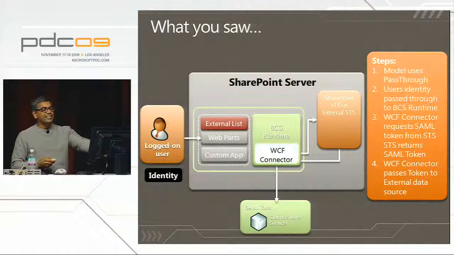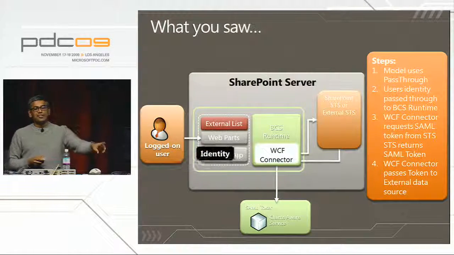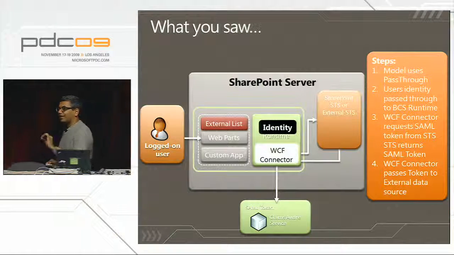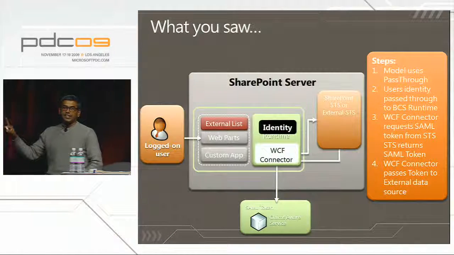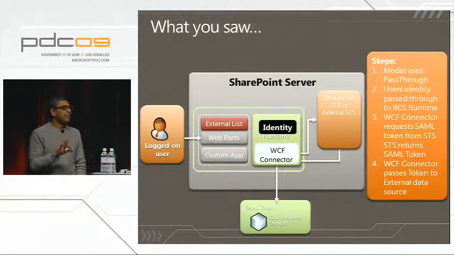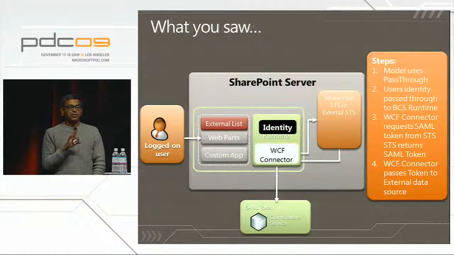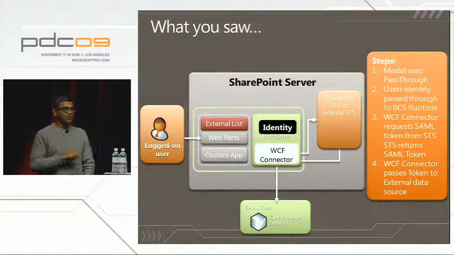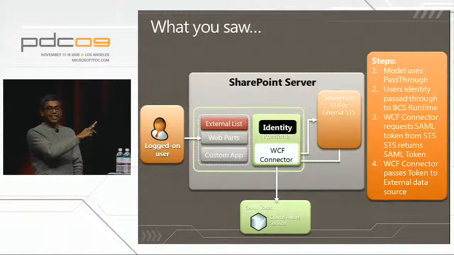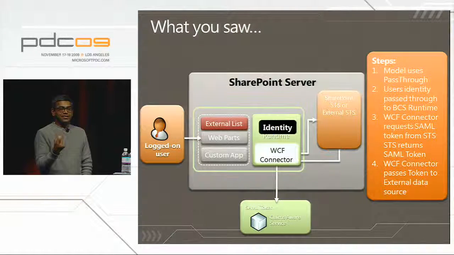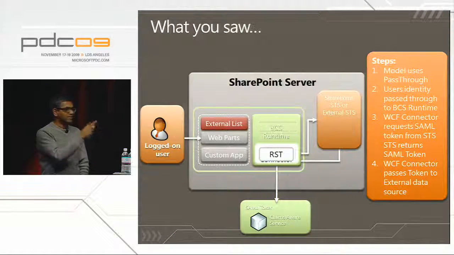OK, so when the identity came in and was using the -classic path, at this point, it's a Windows identity, not a claims identity. Even then, BCS will know to call the STS. It'll provide the native Windows token, and then the SharePoint STS will actually convert that into a SAML token and then issue the call. So all of the rest of it still works.